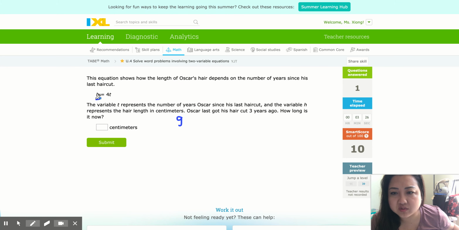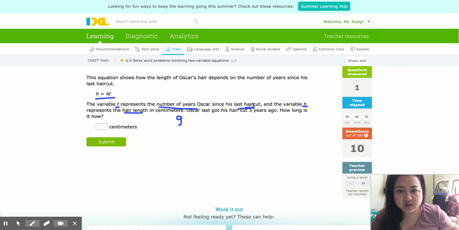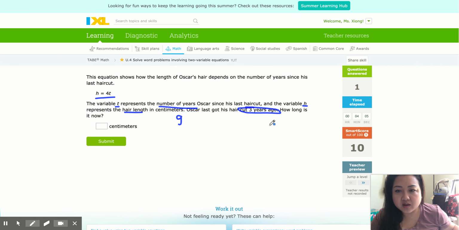We have H equals 4T. This equation shows how the length of Oscar's hair depends on the number of years since his last haircut. So the variable T represents the number of years, and H represents his hair length. What I like to do is underline the information so I can just go back and look at it real fast. So we have 3. He cut his hair 3 years ago. So how long is it now?